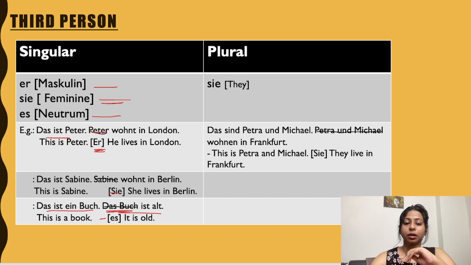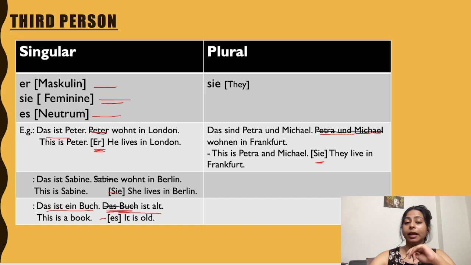So, das sind Petra und Michael. Petra und Michael wohnen in Frankfurt. So, as I already mentioned, we learned that pronouns are used to avoid repetition of the nouns. Hence, the Petra und Michael in the second sentence would be replaced with sie. Hence, das sind Petra und Michael. Sie wohnen in Frankfurt. This is Petra and Michael, and they live in Frankfurt.